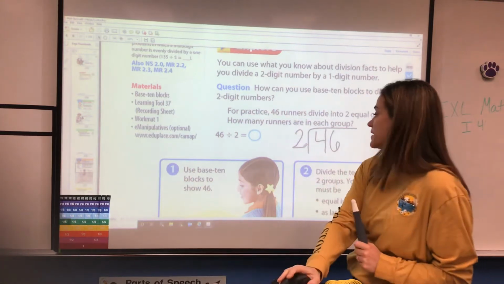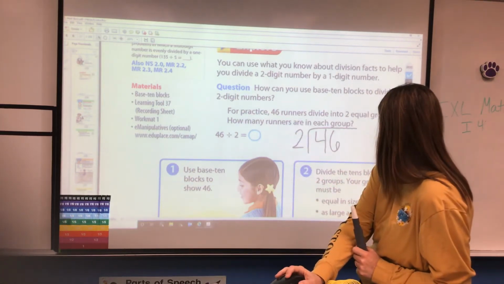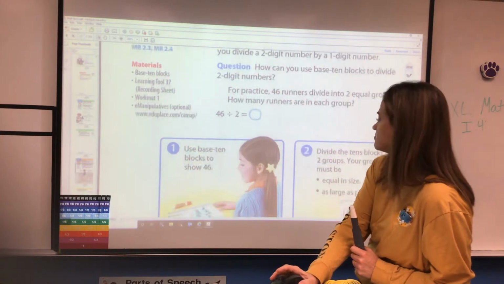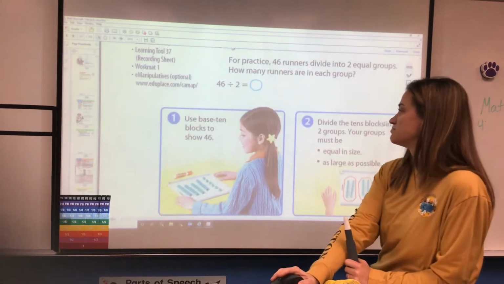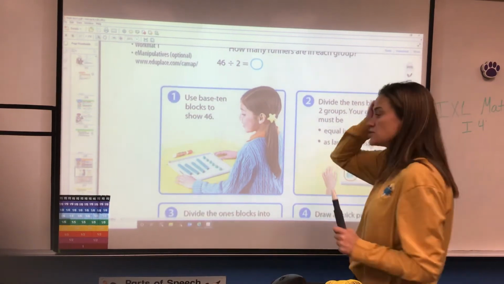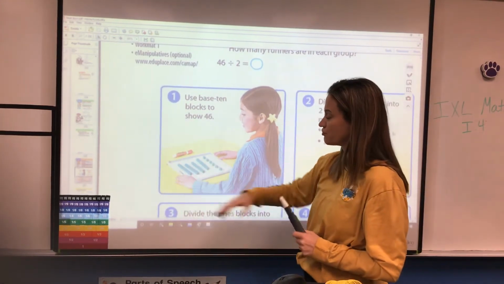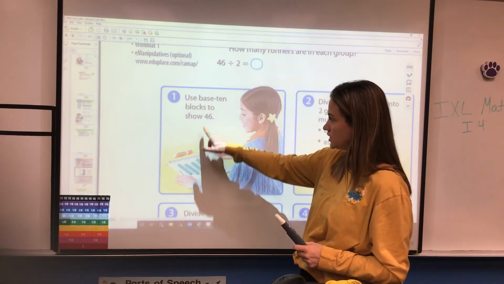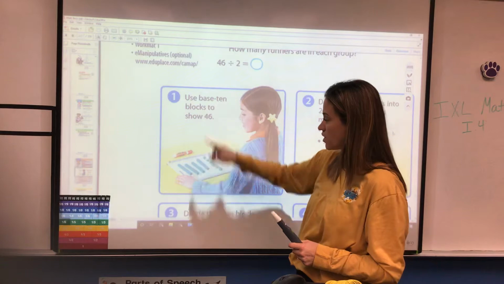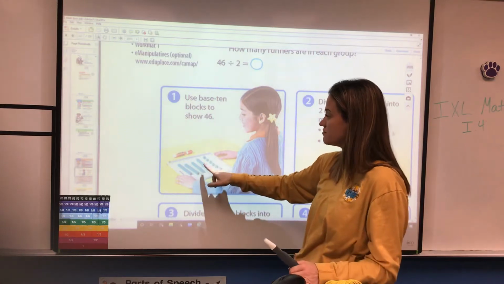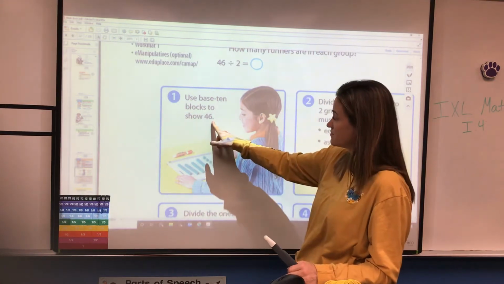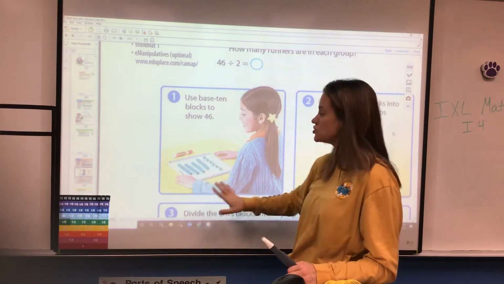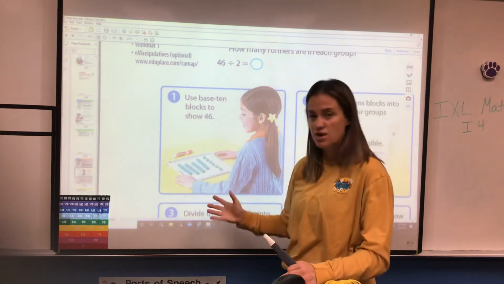So when we're looking at base 10 blocks, it says use base 10 blocks to show 46. So as you can see, she has her little French fry 10s, and so she has 10, 20, 30, 40, and we've got our tens place of 4, so she's got the correct number of tens blocks. And then we have 6 ones, 1, 2, 3, 4, 5, 6. So she has the 46 base 10 blocks as shown.